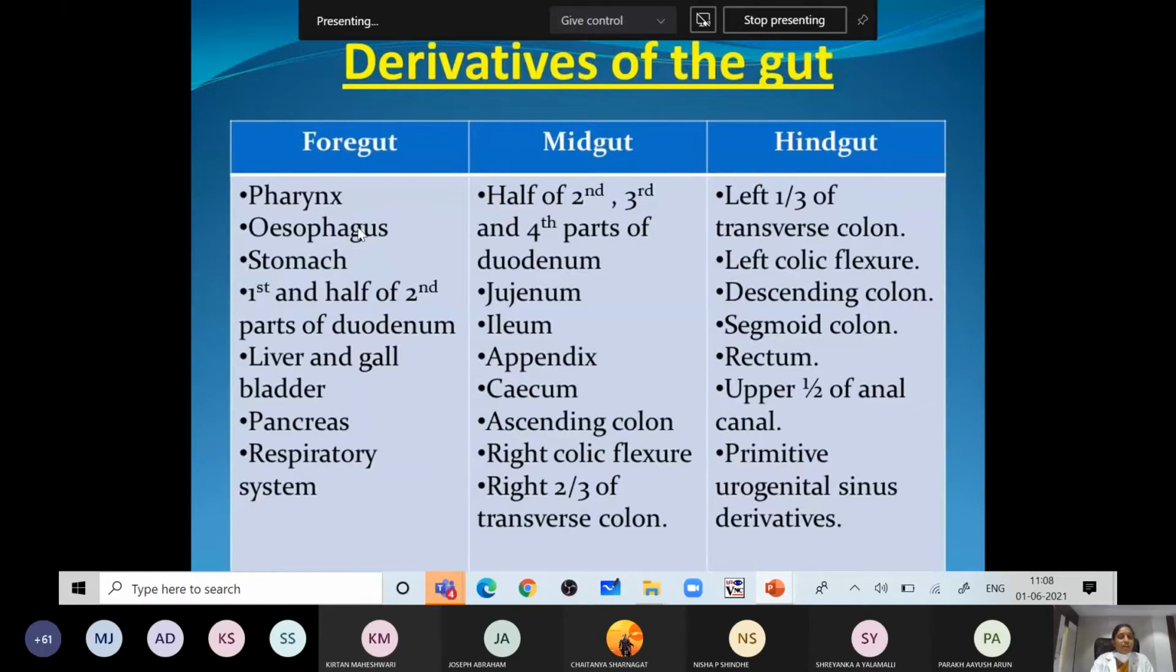Clear? Head and neck. So today I will be covering the esophagus, stomach, first and second half of duodenum, liver and gallbladder. Is it clear? Respiratory system is already covered. Pancreas, clear? Pancreas development I will teach you when I take the gross anatomy of pancreas classes next week. I will teach you the development of pancreas there only.